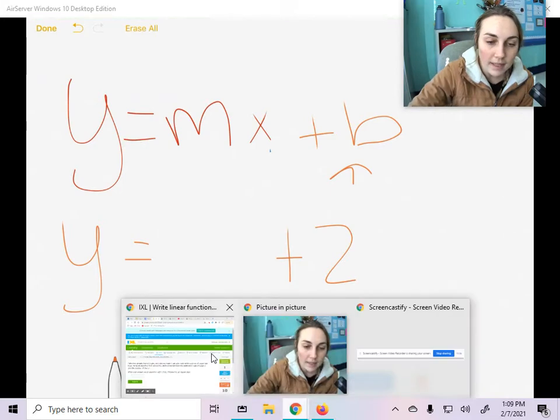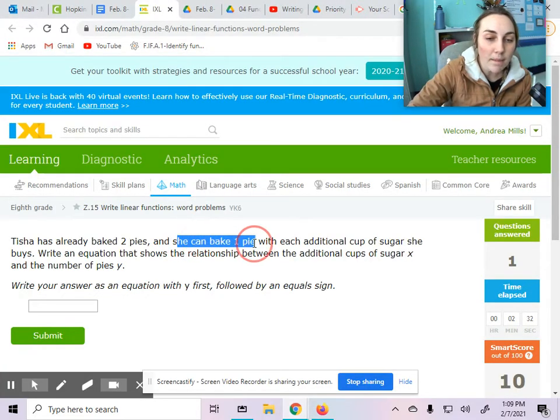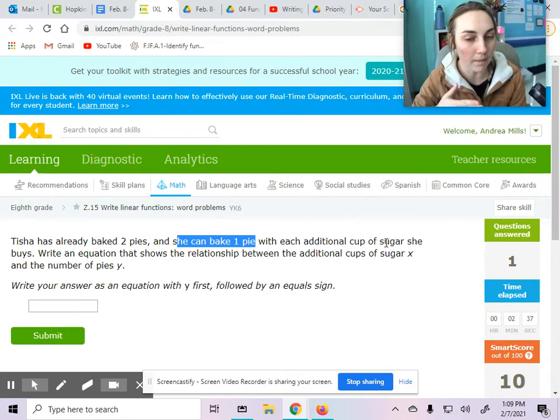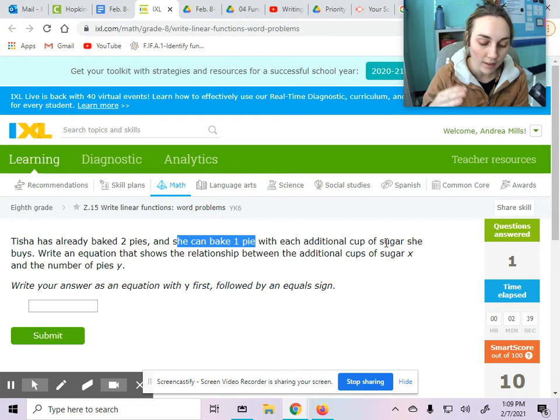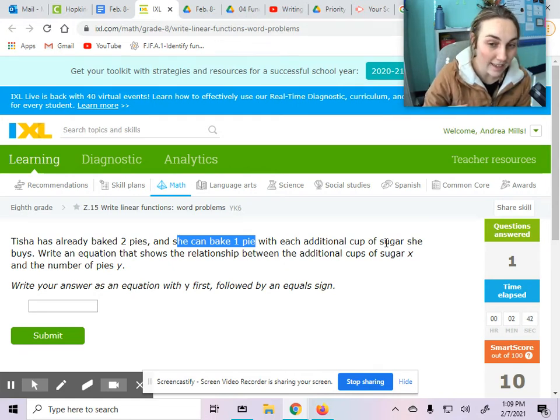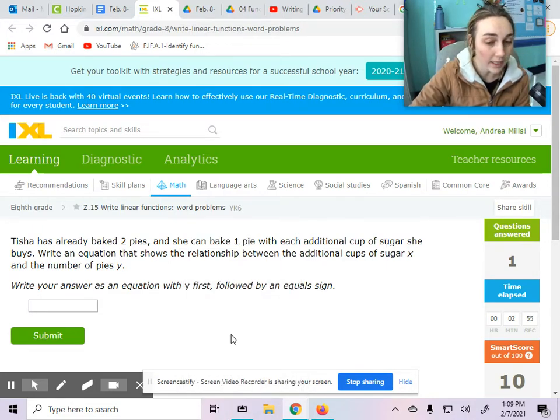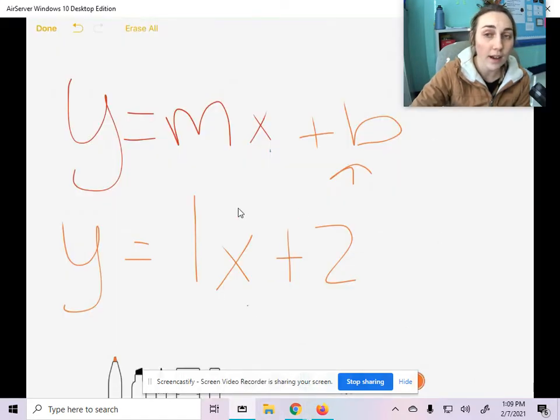pies. But then it says she can bake 1 pie with each additional cup of sugar. So that means with each cup of sugar, she can bake 1 pie. So using that information, x, again, is our additional cups of sugar. So our rate of change is going to be 1 pie per cup of sugar. So using that information, 1 is our slope. It is our rate of change. Therefore, I found our rate of change, which was 1. I substitute it where m is in this problem. So our equation is y equals 1x plus 2.